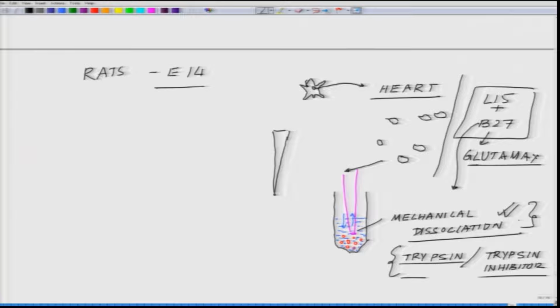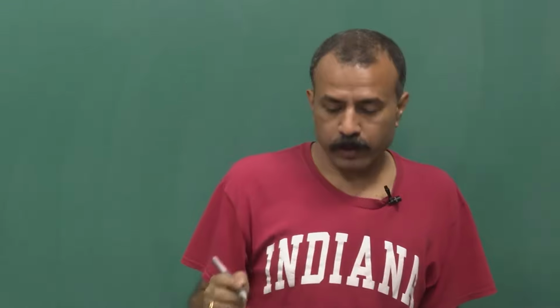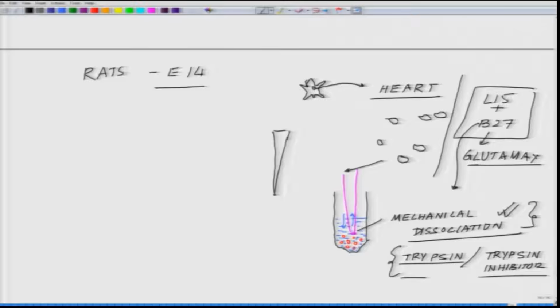I would rather recommend you go for the mechanical dissociation. This mechanical dissociation does work, and it is a very proven technique for this kind of fragile heart. It works fantastic. So, you go slowly, and you have to ensure that there is no air bubble formation taking place here, because such air bubble formation damages the tissue.